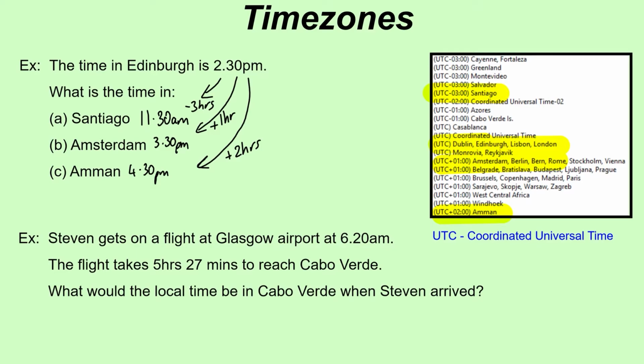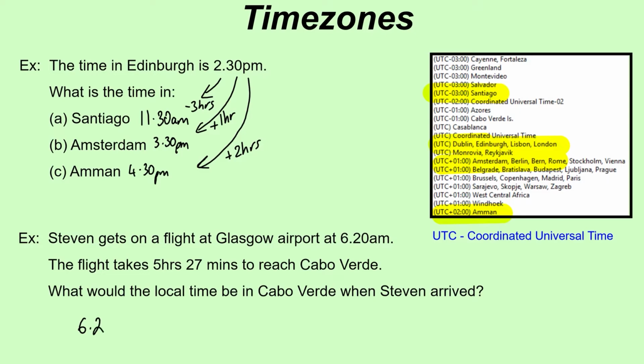Now, let's have a look at the kinds of questions you can be asked on this. So we've got an example down below. Stephen gets on a flight at Glasgow Airport at 6:20 a.m. The flight takes 5 hours and 27 minutes to reach Cabo Verde. What would the local time be in Cabo Verde when Stephen arrived? Okay, so we're going to have to add on the 5 hours and 27 minutes first. It's not the only way you can do it, but that would be the way I would approach it. So we'll stick with that.